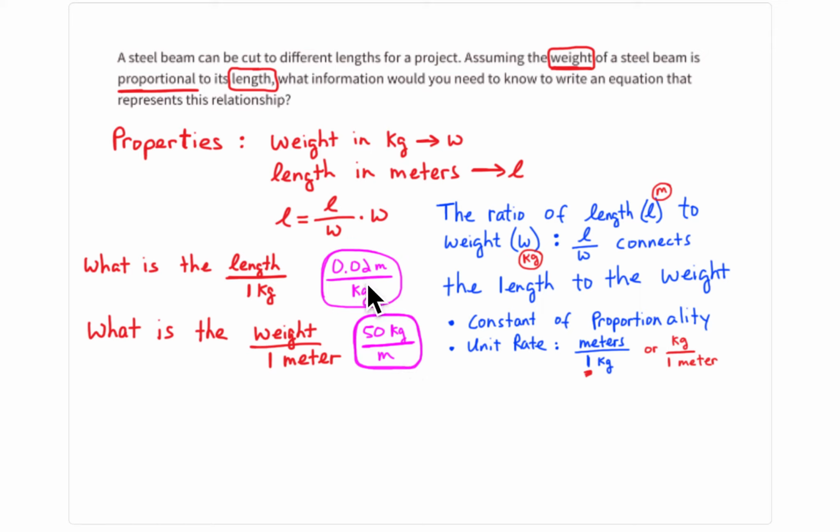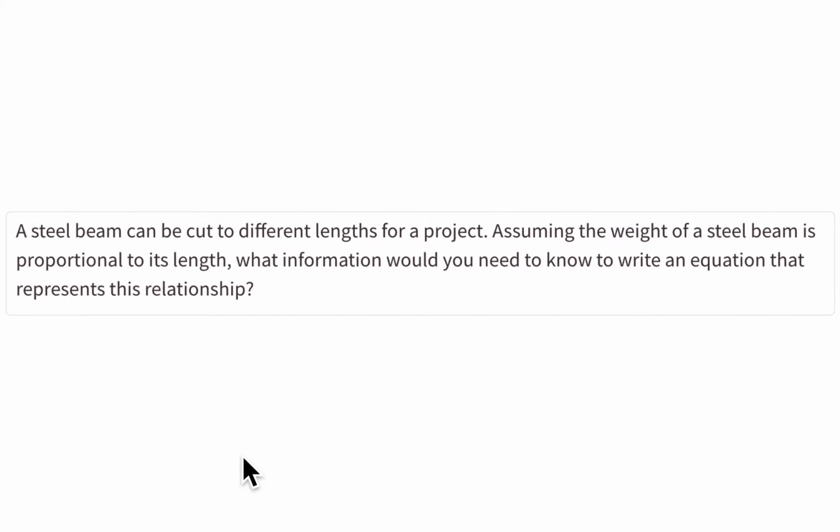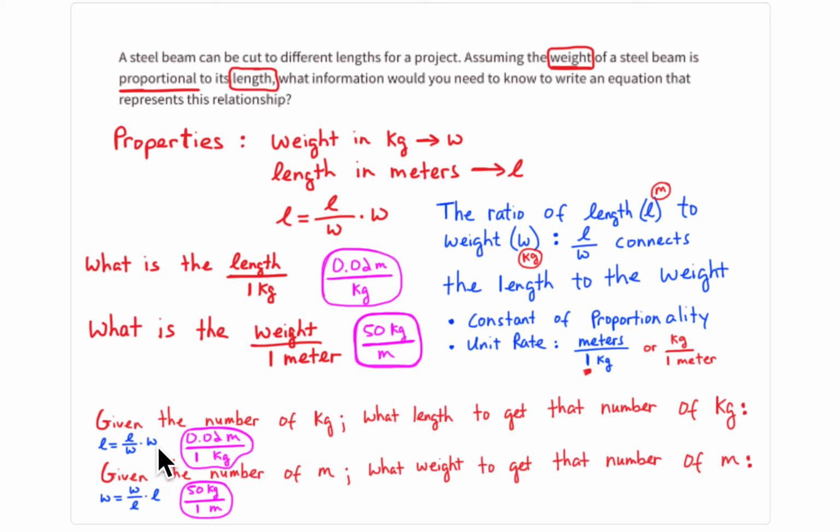So if you took 2/100ths meters and you wrote that as a fraction, 2 over 100, that's 1 over 50, which is the reciprocal of 50 over 1. So given the number of kilograms, what length do you get for that number of kilograms? So you're given a number of kilograms, so weight. So let's say you're going to go in and buy 1,500 kilograms of steel beams. How long are those steel beams going to be all together? So that's going to be 2/100ths of a meter per kilogram times 1,500 kilograms. That's going to give you the total length.